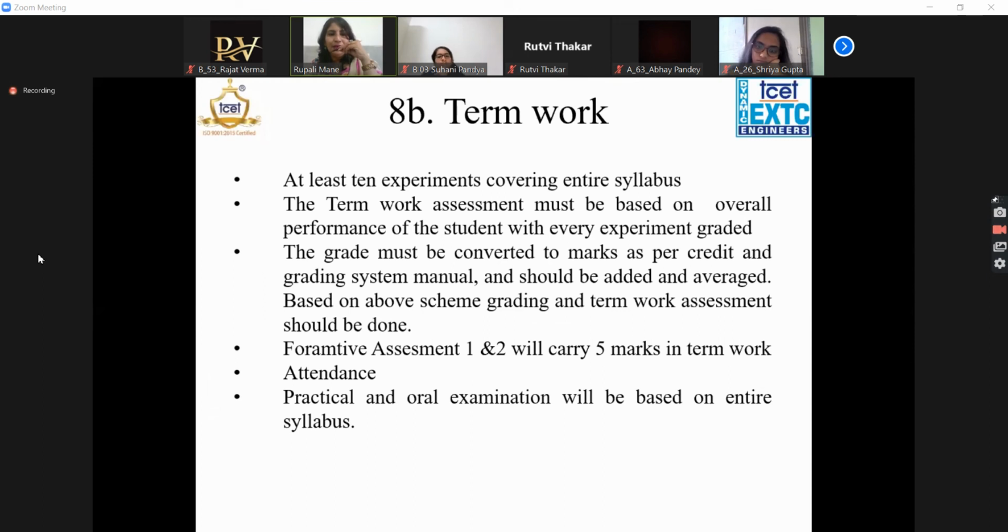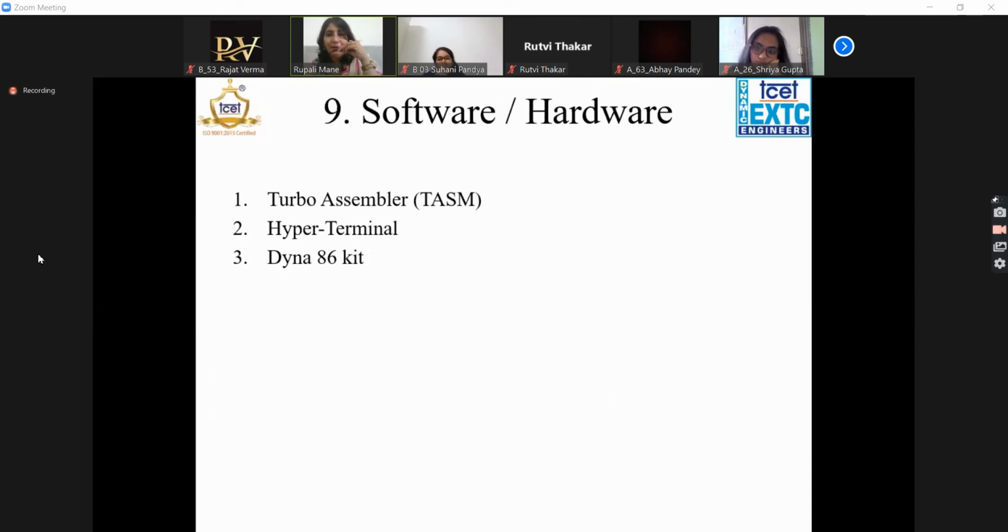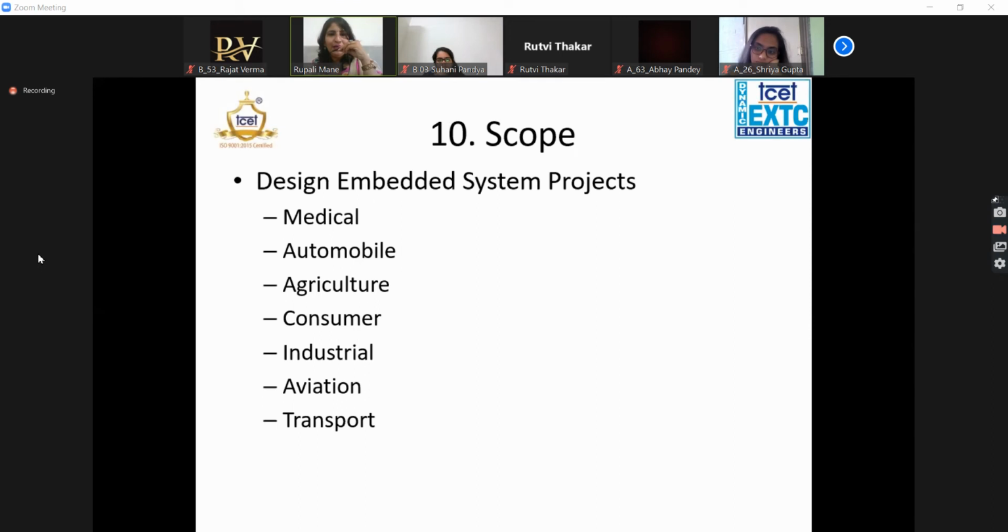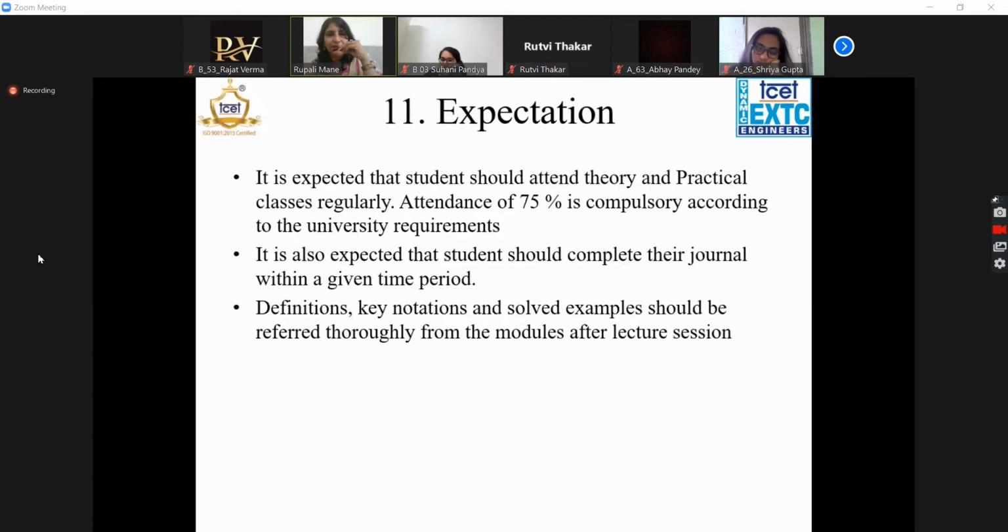Okay. Then ये सारे practical के time पे मैं instructions दूंगी. Okay. So these are the various projects you can take: medical, automobile, agriculture, consumer, industrial, electronics, then aviation, transport. Okay. So in सब में आप microprocessor, microcontroller use कर सकते हैं.